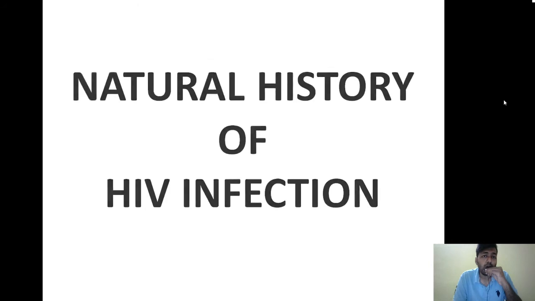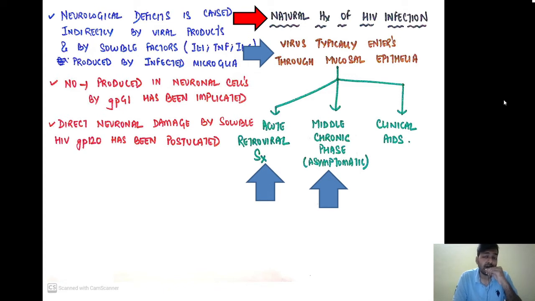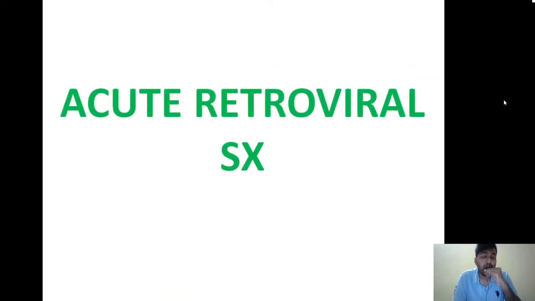Now we are going to read about the natural history of HIV infection. The virus typically enters the body through the mucosal epithelia and can lead to three basic syndromes, in steps. Firstly, we have the acute retroviral syndrome. Secondly, a middle chronic phase, also called the phase of clinical latency, that is the asymptomatic phase. That is followed by clinically apparent AIDS, that is acquired immunodeficiency syndrome. We are going to see each one of them in detail. First, we are going to read about the acute retroviral syndrome.